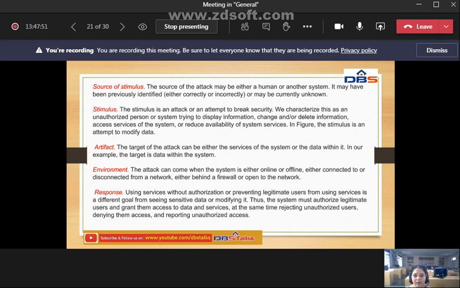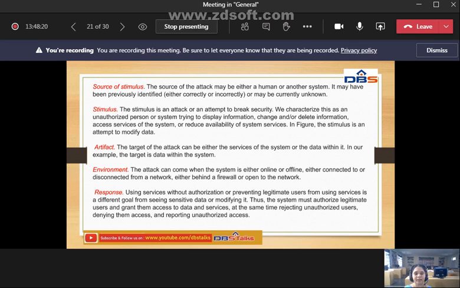Next, artifact. The target of an attack can be either the service of the system or the data within it. So, which type of attack is it? It can be the services of the system, or the data within it. In our example, the target is data within the system. What is the target of that unauthorized person? The target is the data within a system.